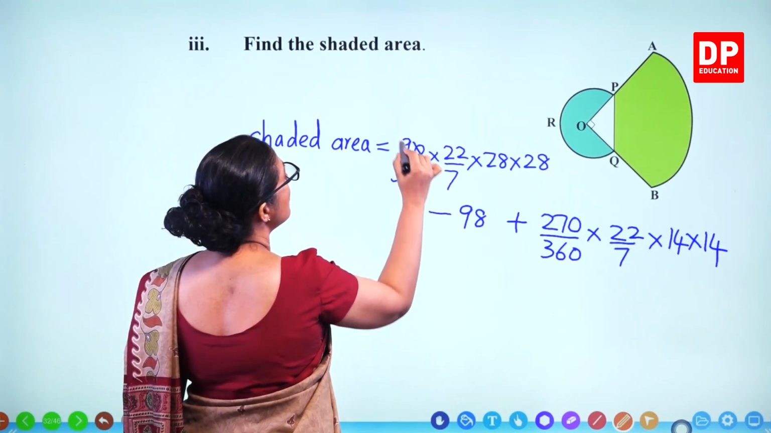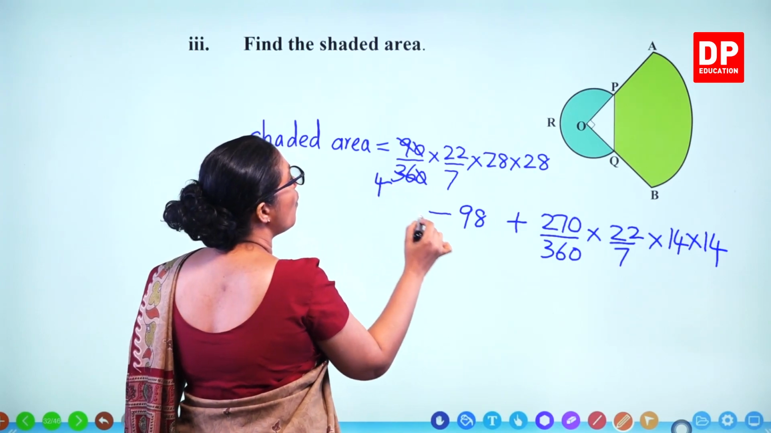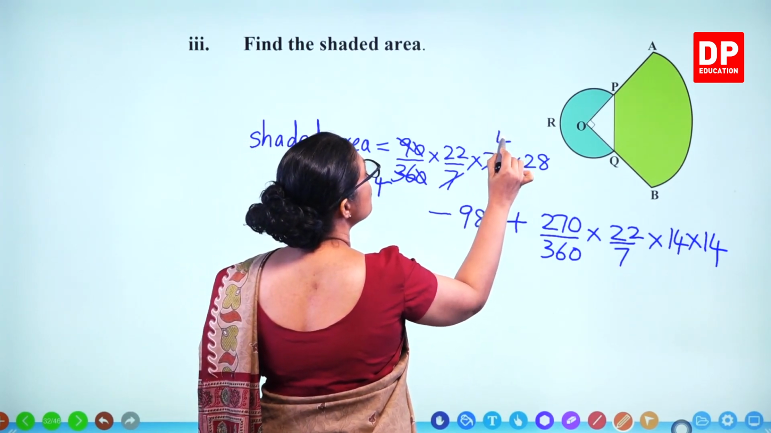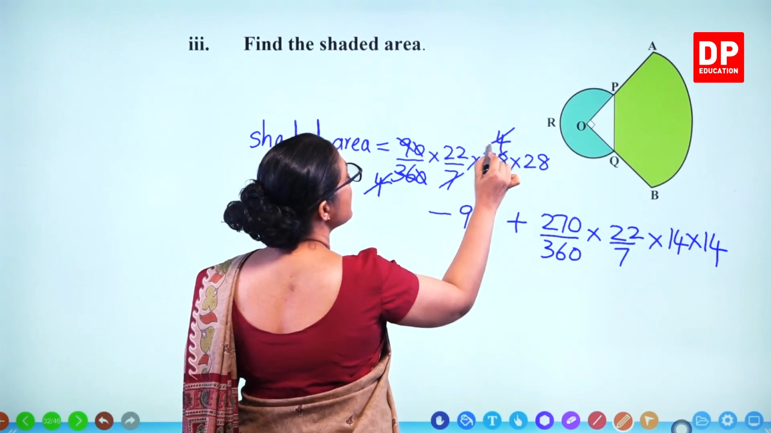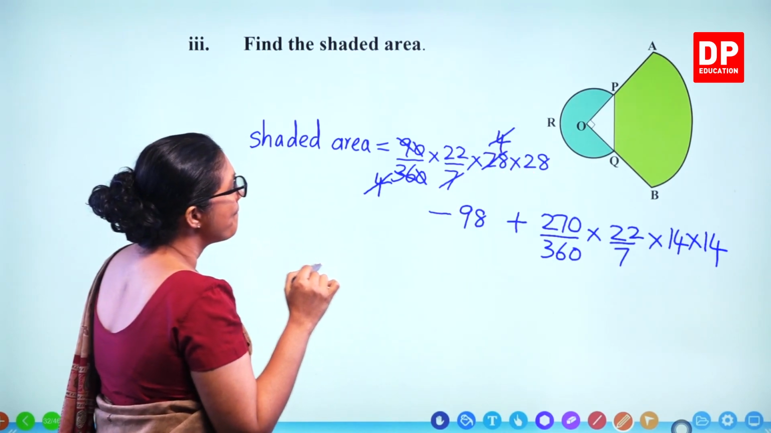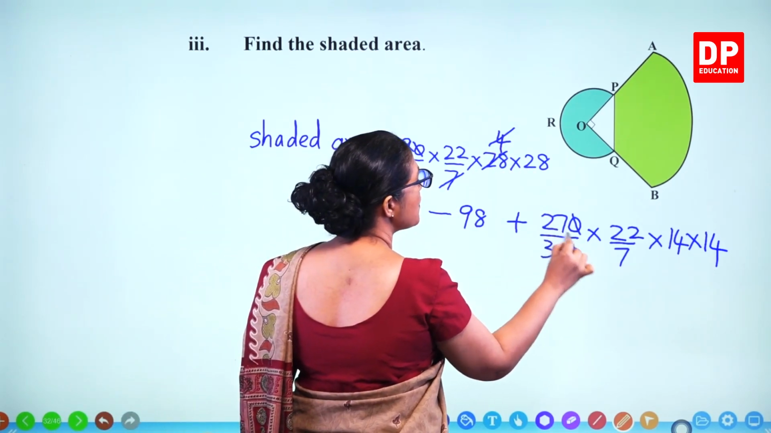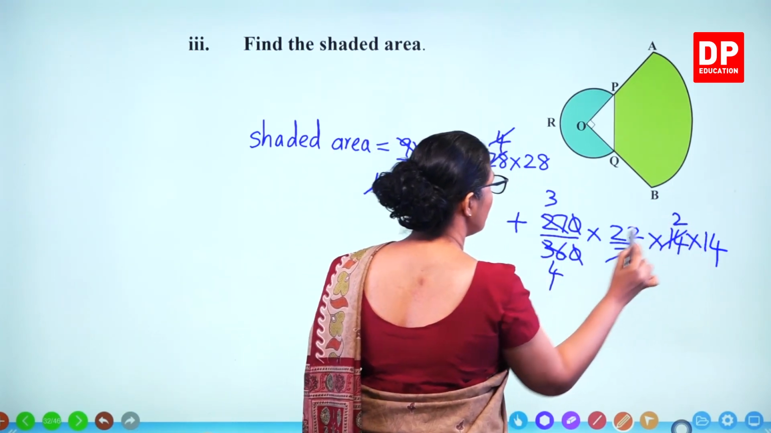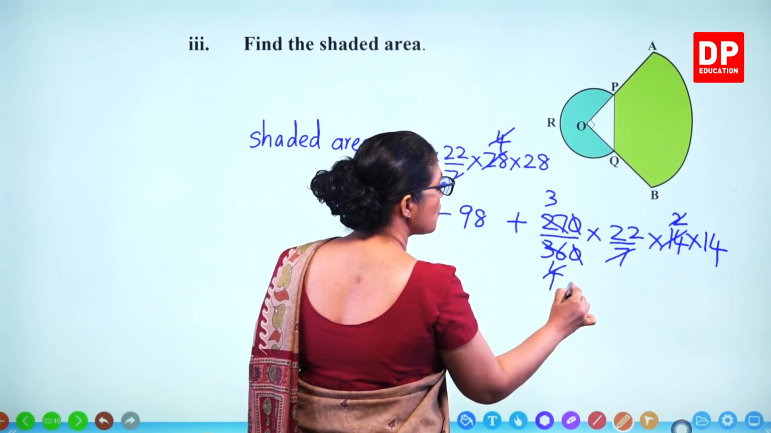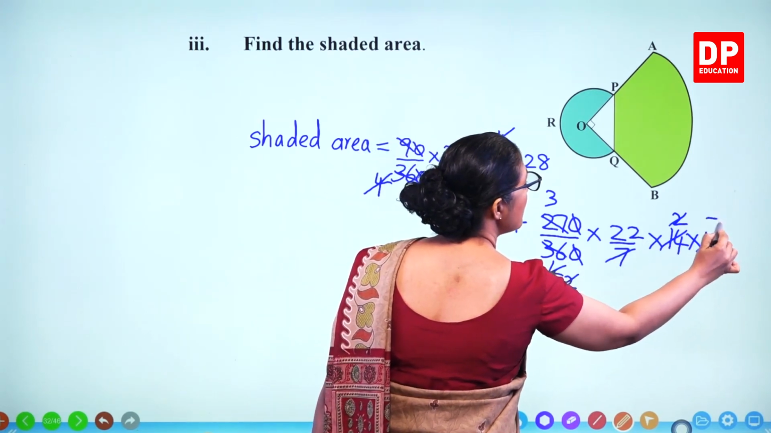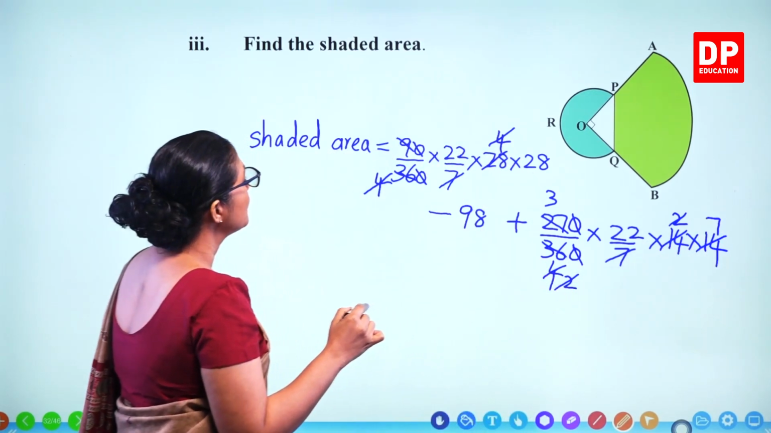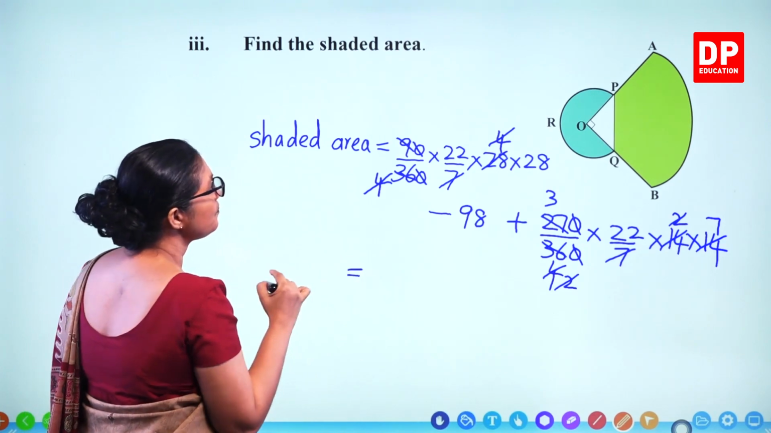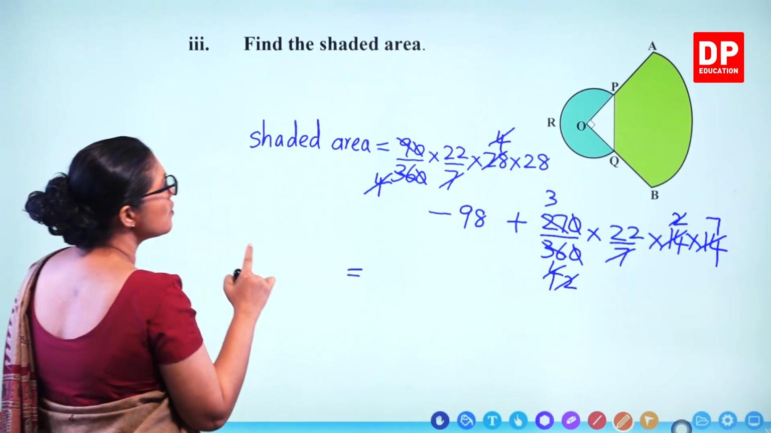So here you get 4. 7 times 4, 28, and this 4 gets cancelled out. This one, 9 times 3, 9 times 4. 7 times 2, and this is this one, 2 and another 2 here. You get 7. So we'll simplify. 22 times 28.